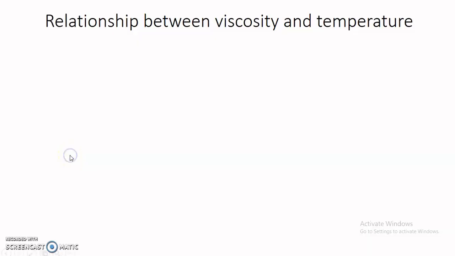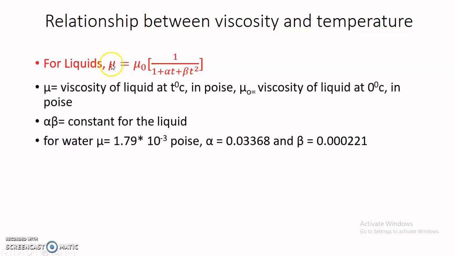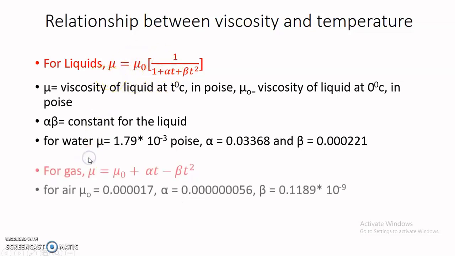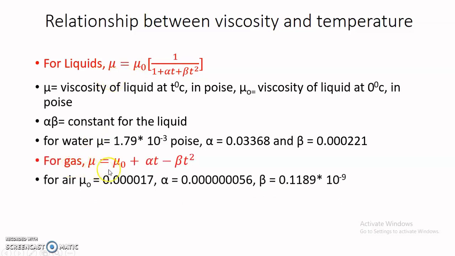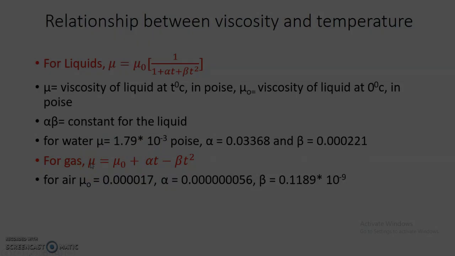Here we have the relationship between viscosity and temperature. For liquids, you can see from this mathematical expression that with increase in temperature, viscosity decreases. Similarly, for gas we have this expression: mu is equal to mu naught plus alpha T minus beta T square. So here it clearly shows that with increasing temperature for a gas, viscosity increases.